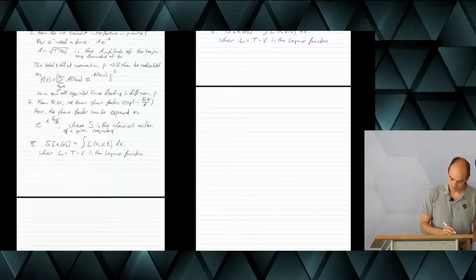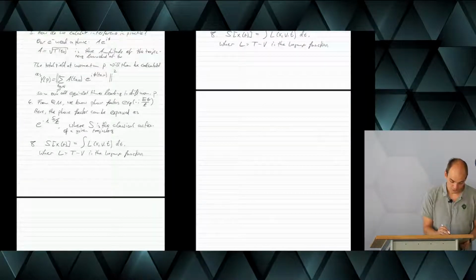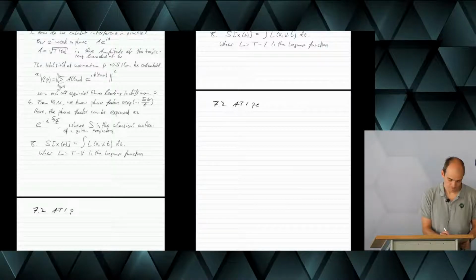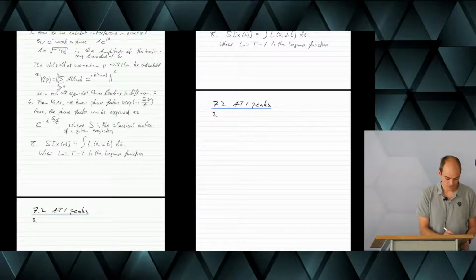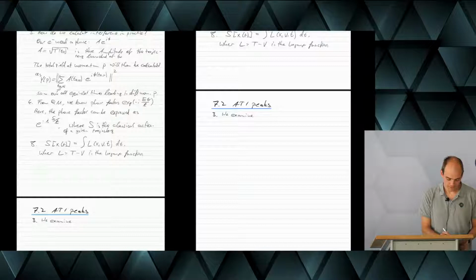Can you show the iPad? Yes. Okay, so we have here 7.2, ATI peaks. Points 1 and 2 is what I just said orally, and what we're doing now is we examine 2 times that are close together in adjacent cycles, t0 and t0 plus T.